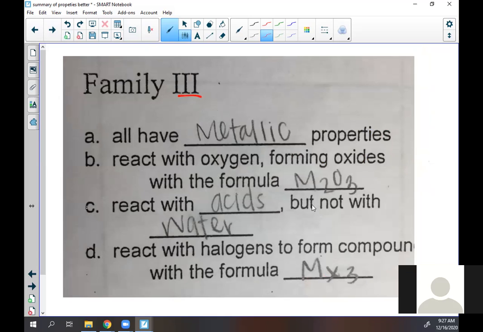Family 3. They have metallic properties. They form M2O3s, like Al2O3 is an example. And then they react with really strong acids, but not with water. They react with halogens to form MX3.